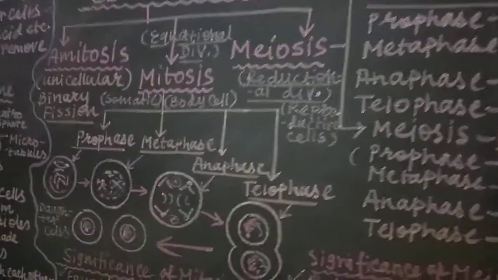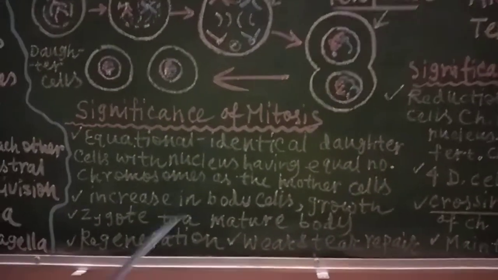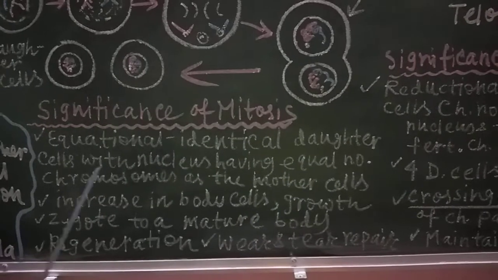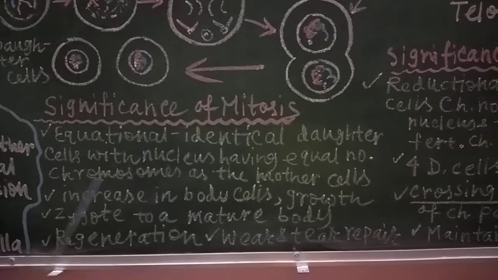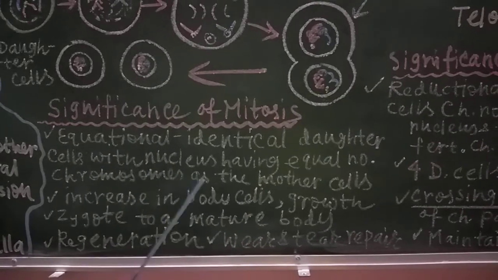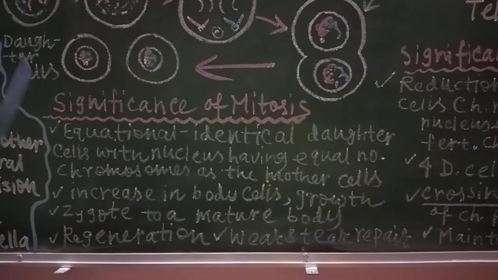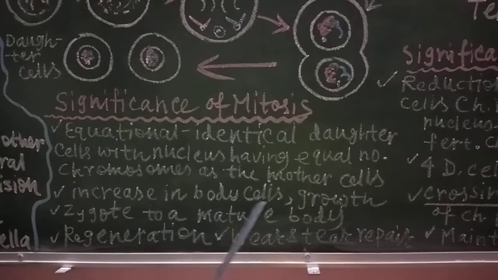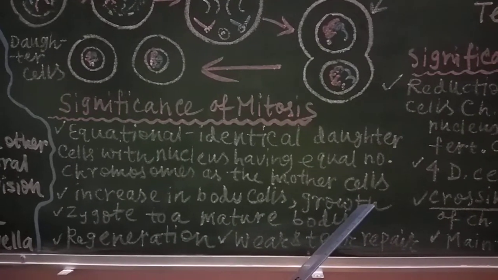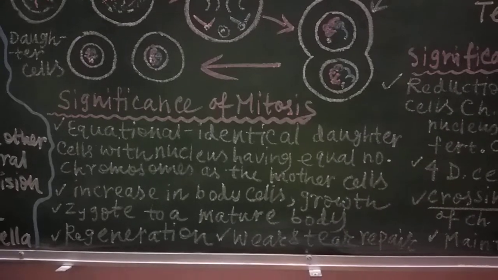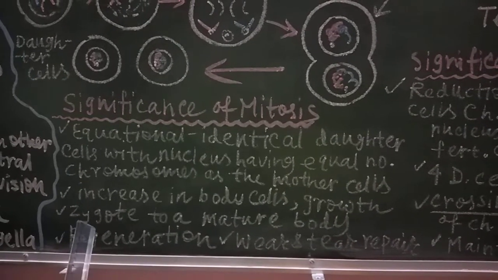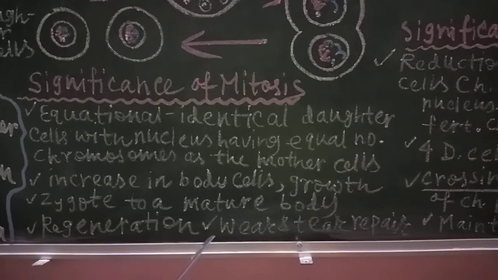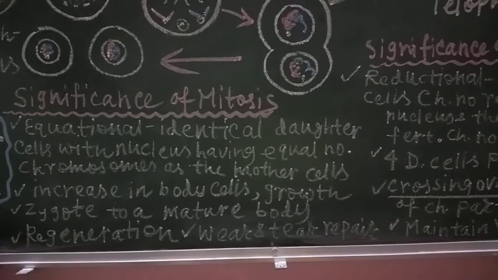Here we are focusing on the significance of mitosis. What is the significance of mitosis? It is an equational division because identical daughter cells are produced with nuclei having an equal number of chromosomes, that is chromosomal numbers are equal to the mother cell's. From a mother cell two daughter cells are produced, and it helps in increasing body cells. That's why any somatic cell grows. Due to this process, the zygote develops into a mature body. This also helps in the process of regeneration. It helps in wear and tear and repair of the tissues also.